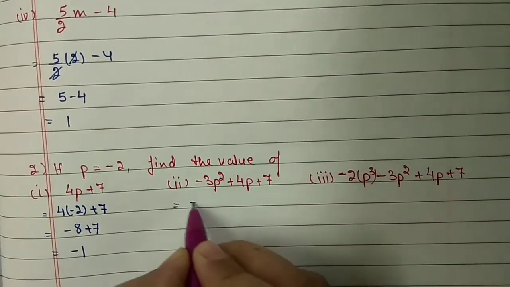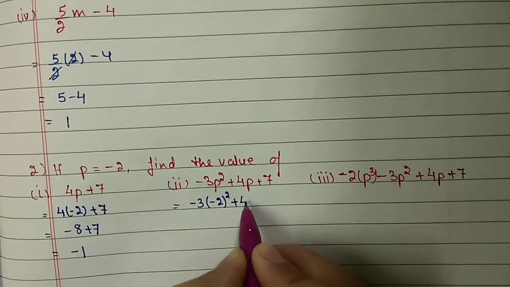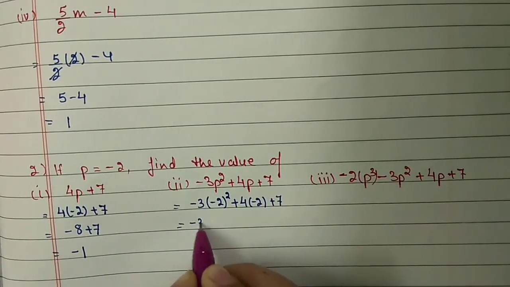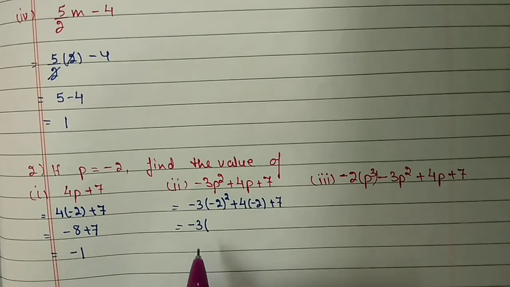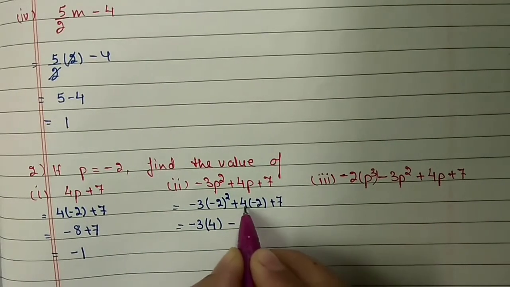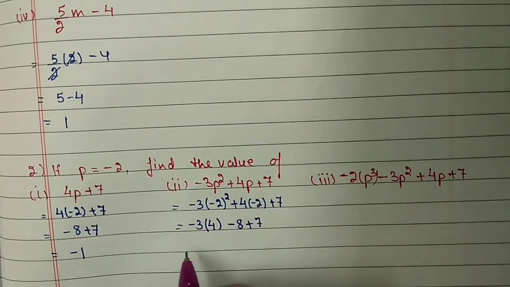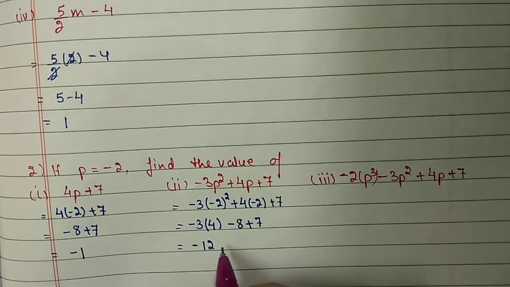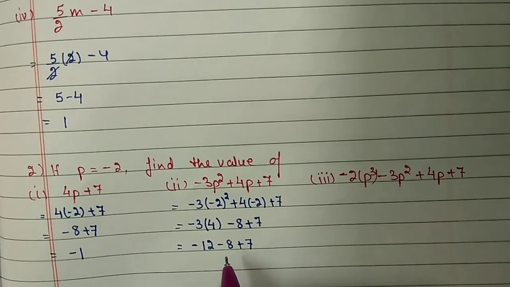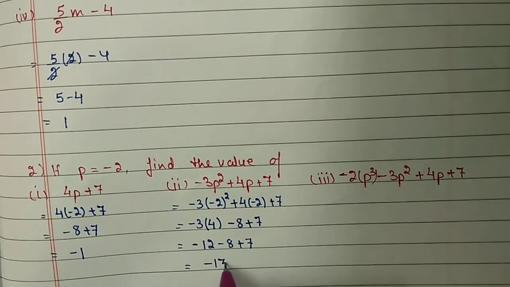Second part, minus 3 into minus 2 whole square plus 4 into minus 2 plus 7. So minus 2 whole square means minus 2 into minus 2, which will become plus 4. And this 4 into minus 2 will become minus 8, plus 7. Now 3 into 4 will be 12, minus 12, minus 8 and plus 7. Minus 12 and minus 8 is minus 20, minus 20 plus 7 will be minus 13.